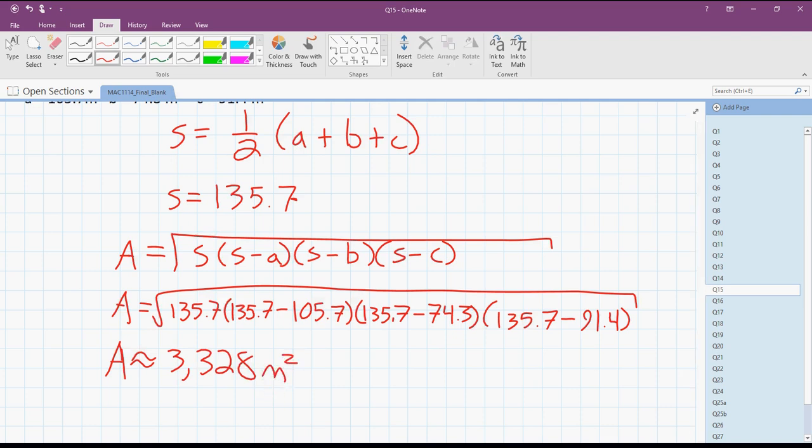Because again, before you take your square root, the number that you're looking at is 11,073,201.42, and then you take your square root of that, and that's what gets you to this number. Any questions on Heron's?